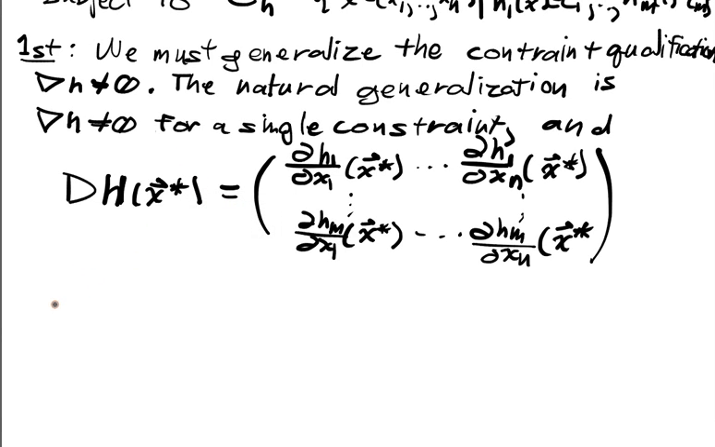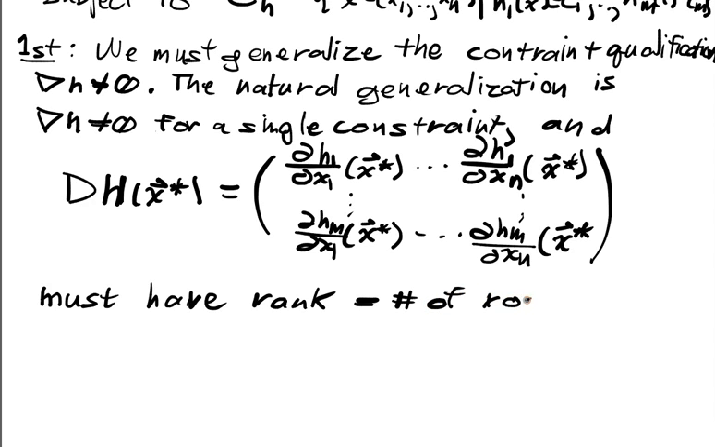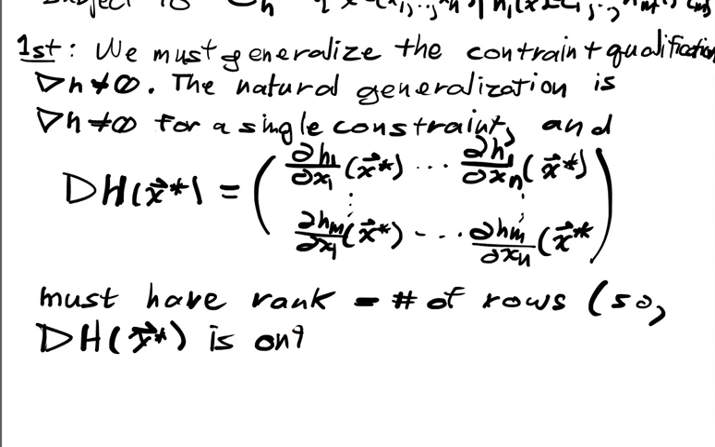Well, the generalization must have rank equal to the number of rows. And so the Jacobian of my constraint functions at the maximum is onto, is another way to say that.